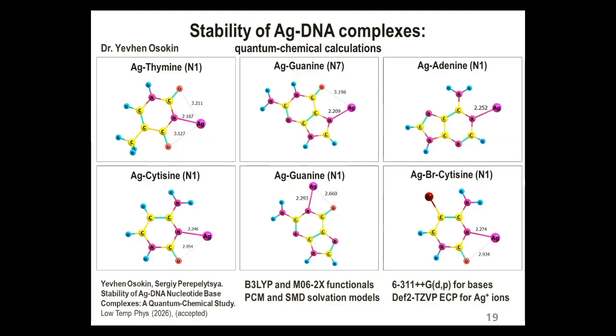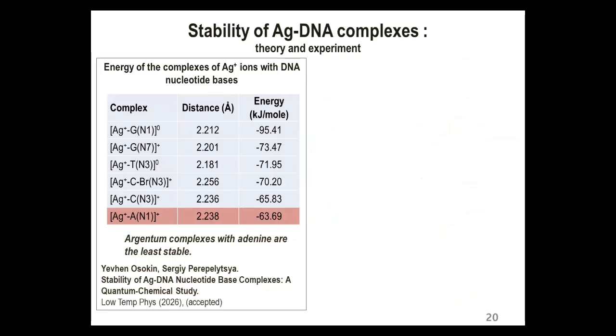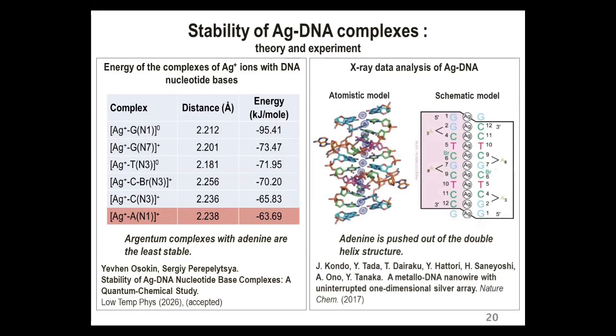We used the DFT method, different functionals, different basis sets. And what is interesting, we found that the most stable is the complex of argentum with guanine, and adenine is the least stable. And when we compare these results with experiments, we found that adenine is pushed out from the system.